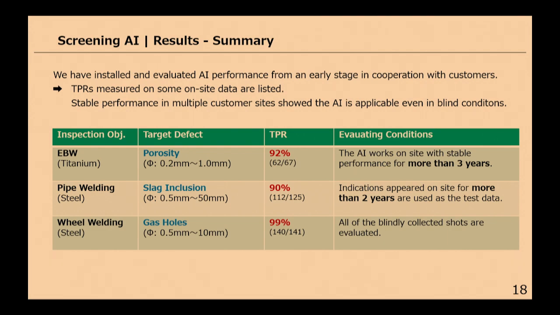So this was the numbers I was looking for earlier. This is EB weld testing on titanium, pipe welding with steel, and then wheel welding with steel. TPR is the true positive rate. With the AI, we got about a 92% accuracy, which was better than humans. Humans were in the mid 80 percentage range. Pipe welding, slag inclusions, 90% true positive rate. And then gas holes or porosity, 99%.